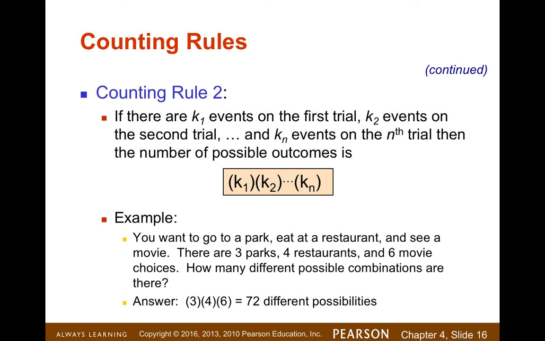So we wonder, my wife and I wonder why we never can make a decision. Well, there you go. There are how many movies and how many restaurants in Lexington, so that's why it's so hard.